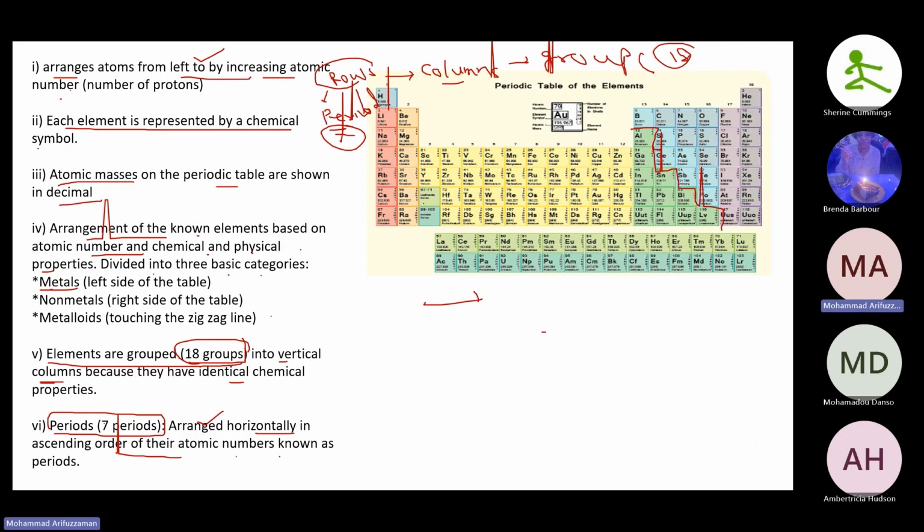Okay, so the metals are on the left side of the table, non-metals on the right side of the table. This is the non-metal, and the metalloids touch the zigzag line. So this area is the metalloid. So what are metalloids? Having both metal and non-metal properties.